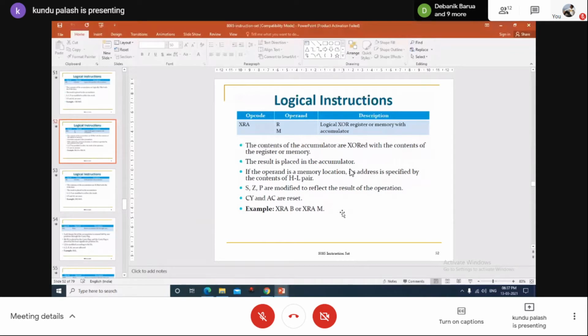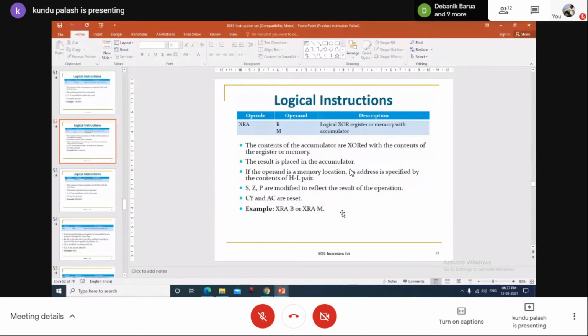Whatever may be the condition stored in the status flag, the branching will occur at this 16-bit address location in the second operand of the branching instruction. But this is conditional branching. That means jump if zero flag is set, JZ. So if the zero flag is set, the CPU will check the zero flag, then the CPU will branch to this location. So this is called the conditional branching.